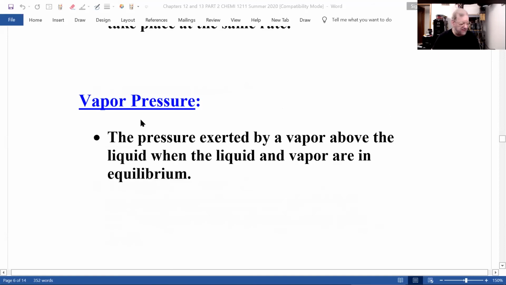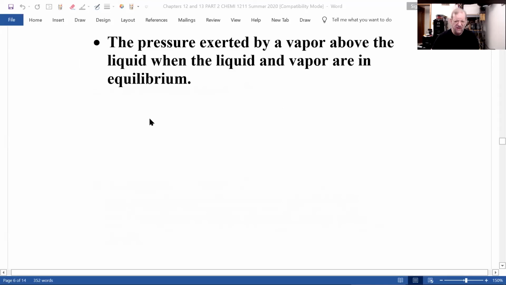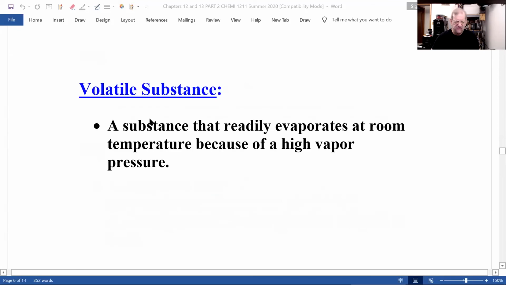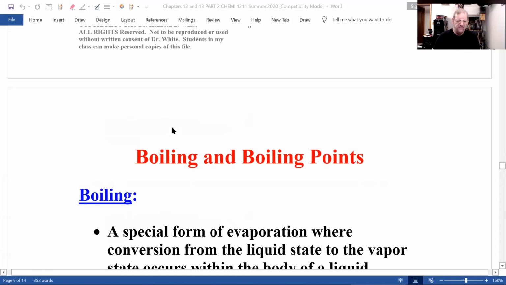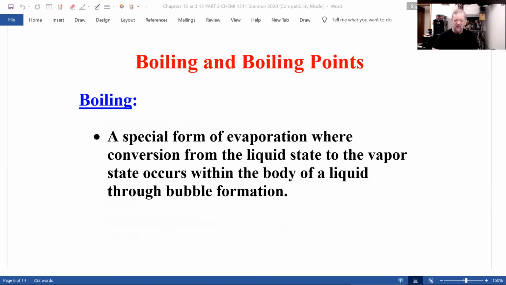And another thing, since the vapor is a gas, you can measure the pressure. I'm sorry I'm going quickly, but I'll slow down. I'm going to go a little longer today, so hang in there. By the way, volatile substances like gasoline vaporize very quick and form a high vapor pressure. Now, let's talk about boiling.